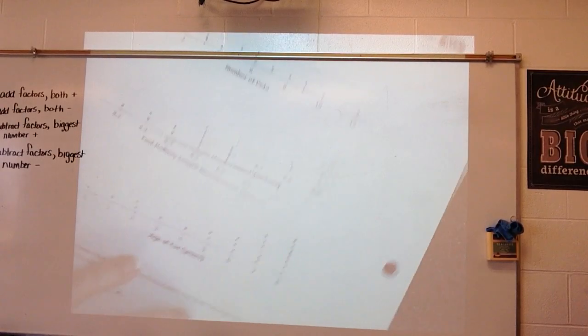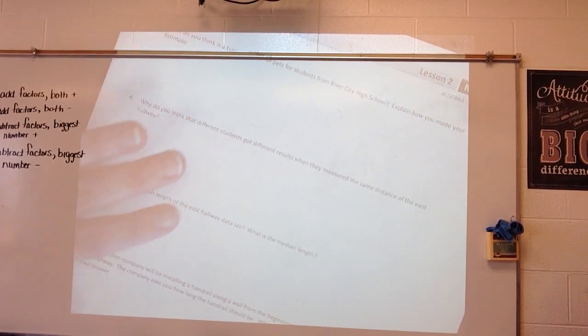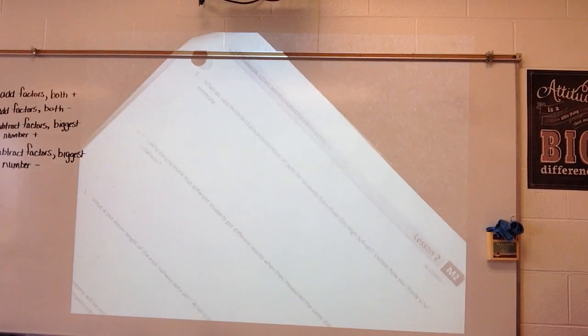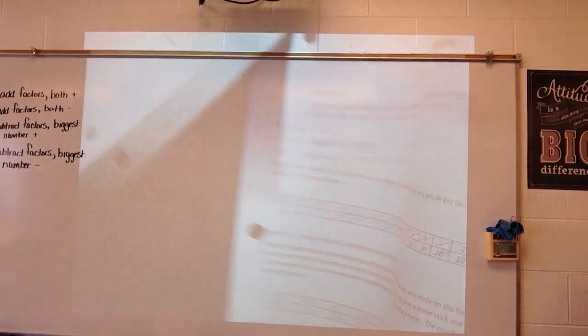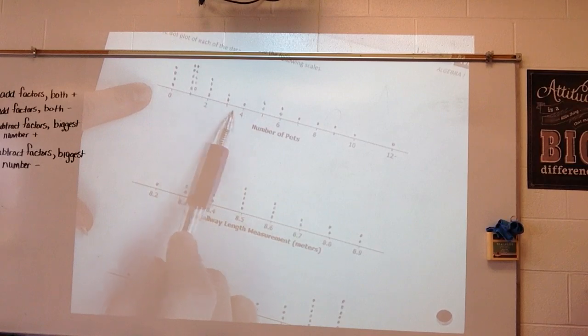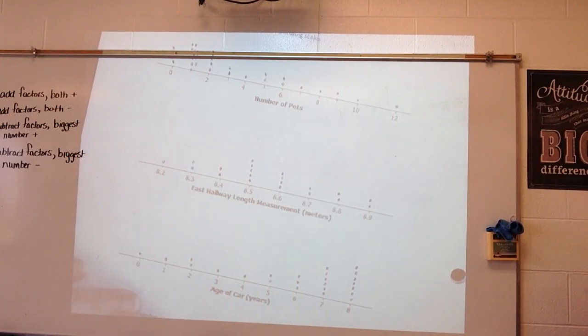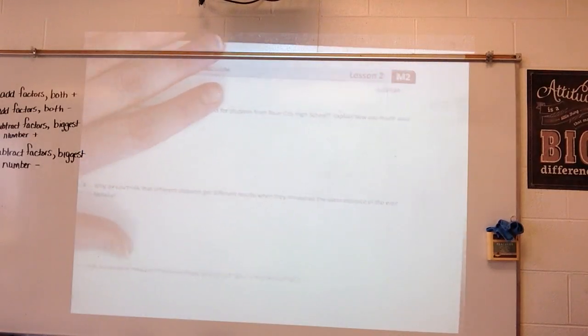What do you think is the typical number of pets for students from River City High School? Explain how you made your estimate. So which one's better? Is it the mean or the median? Well, looking at my data, my mean said 3.2. My median was 2. So I'm going to say the median is a better description.